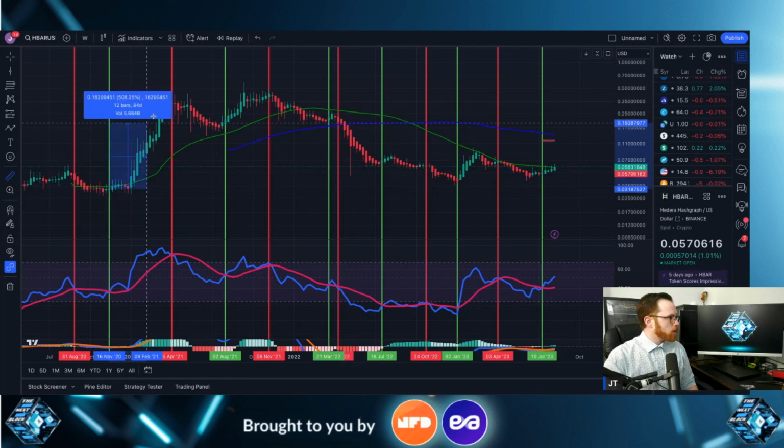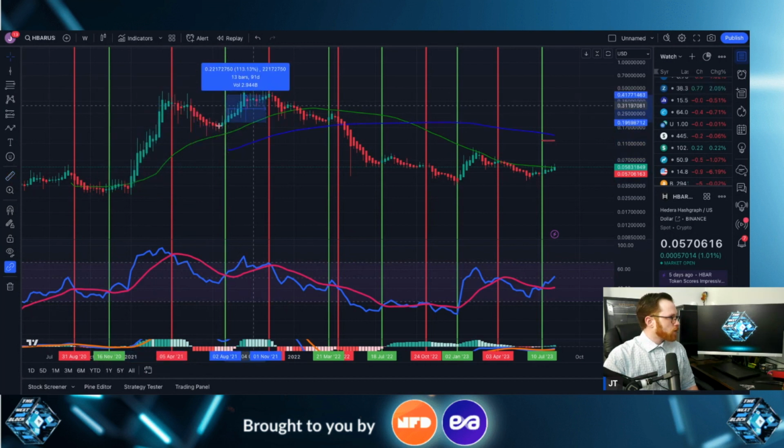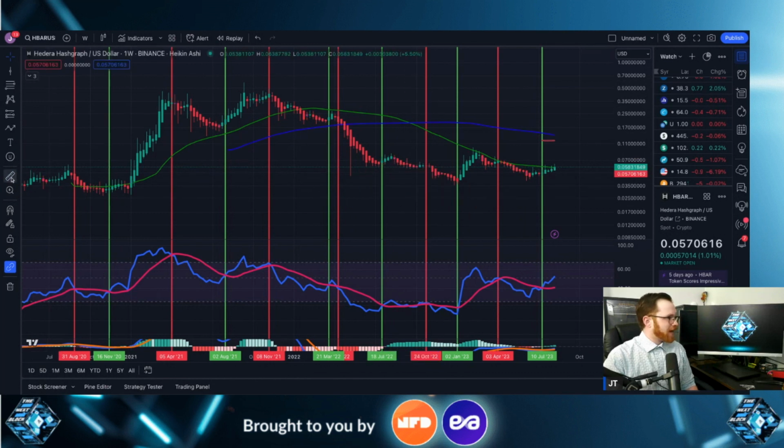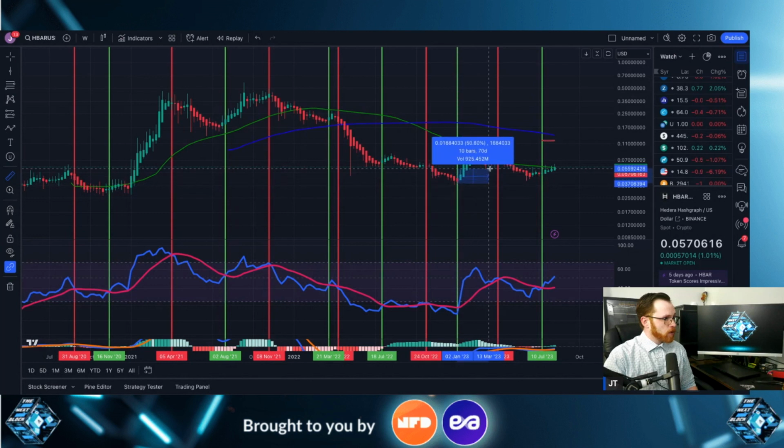Like this from here to here, you could have made 944%. From here to here, you could have made 113%. From here to here, this was actually the only time it was roughly wrong. Depending on when you got in and out, you might have lost about 7%. Outside of that, here to here, from January 2023 to April 2023, you would have made about 78-80%.